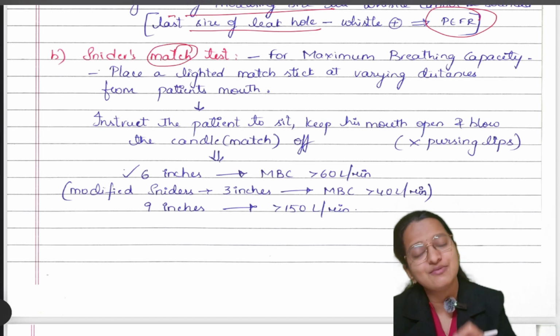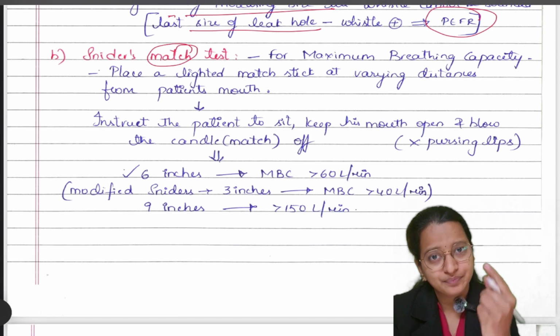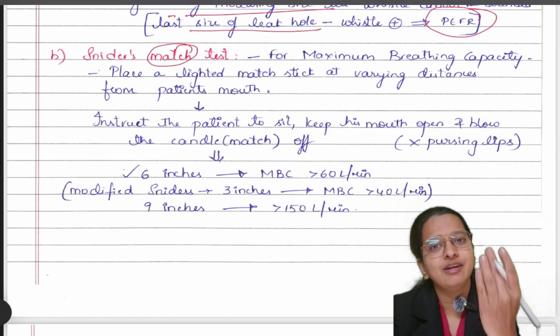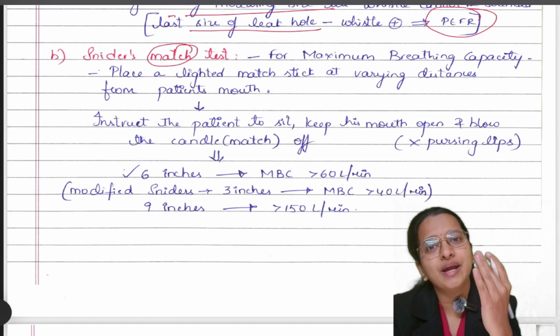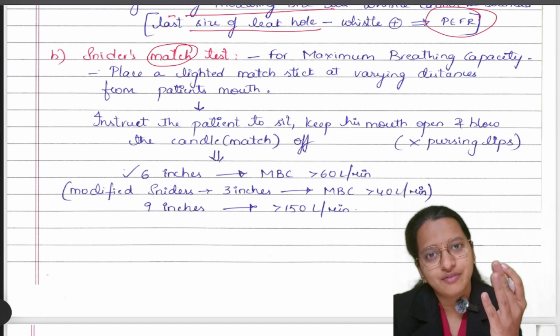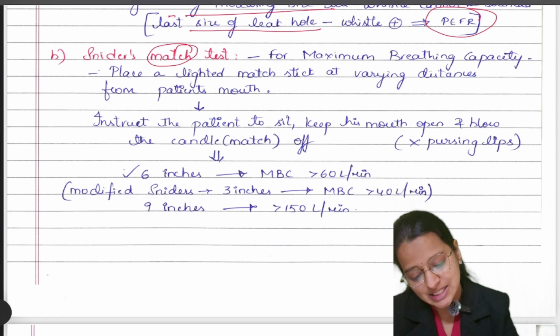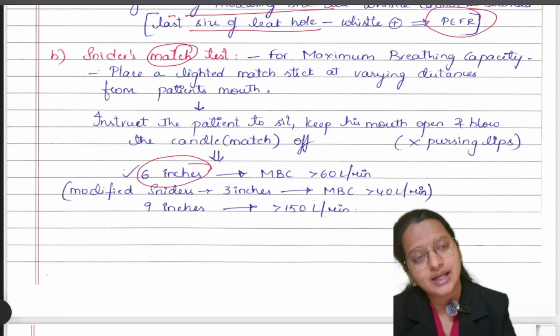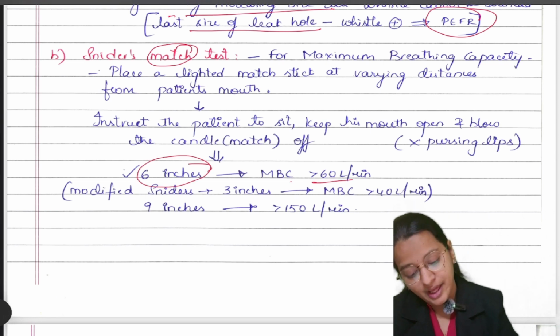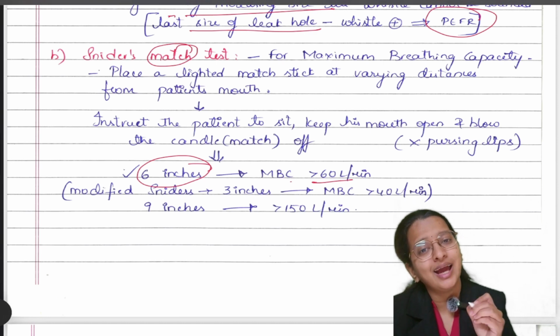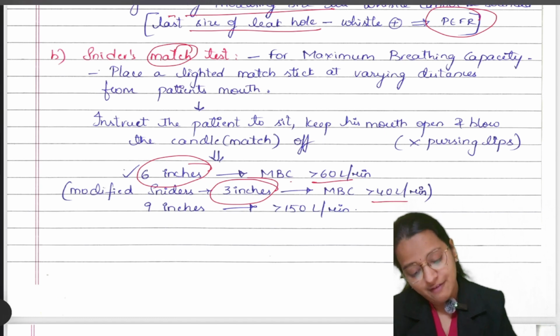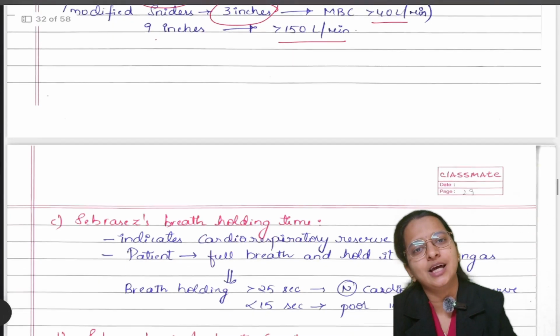Here what happens is we'll light a candle or match and keep it at a distance, so the patient has to blow it off. If he can blow off that match at 6 inches distance, that means his MBC is greater than 60 liters per minute. If he can do it only at 3 inches, it means about 40. If he can do it even at a distance of 9 inches, his MBC is greater than 150 liters per minute.